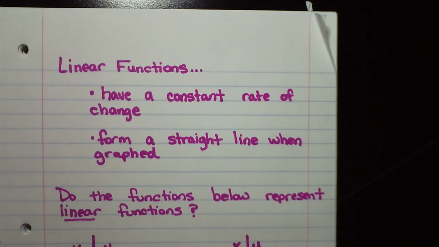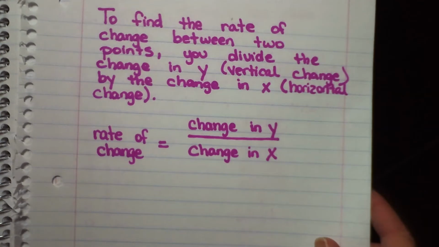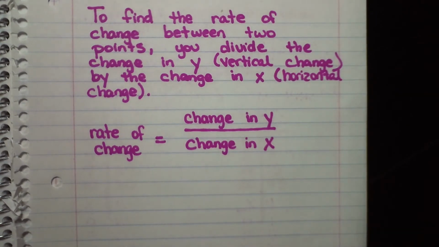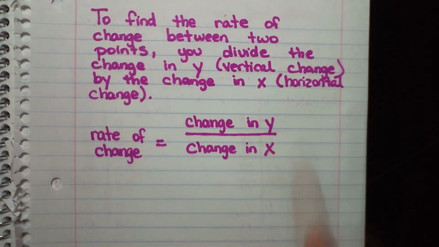Okay. So we don't actually have to graph these tables of values to know if they are linear or not. We can just look to see if there's a constant rate of change. As a reminder, this isn't new information, but to find the rate of change between 2 points, you divide the change in y, the vertical change, by the change in x, the horizontal change. So the rate of change is change in y divided by change in x. And that should look familiar because that is how we find the slope of a line.